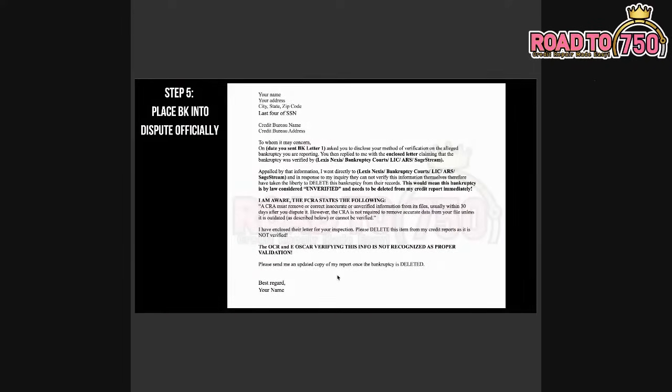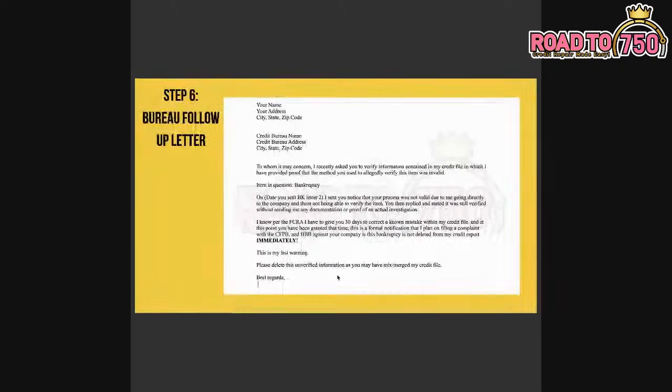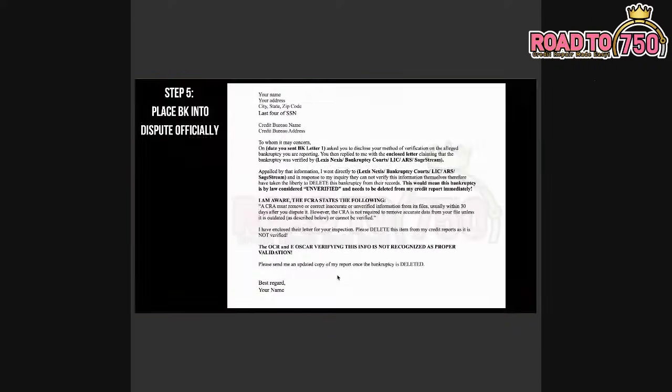And even the feedback that I've been seeing in the group, people were saying that this is pretty much where they had to stop. But we all know everyone's situation is different, and some people did have to go further. So if your bankruptcy is not deleted after this letter, then you need to send this letter, which is a follow-up letter, a bureau follow-up letter. To whom it may concern, I recently asked you to verify information contained in my credit file in which I have provided proof that the method you used to allegedly verify this item was invalid. Item in question, bankruptcy. On date you sent the second bankruptcy letter, which is the one that you officially placed it into dispute, which is this one.